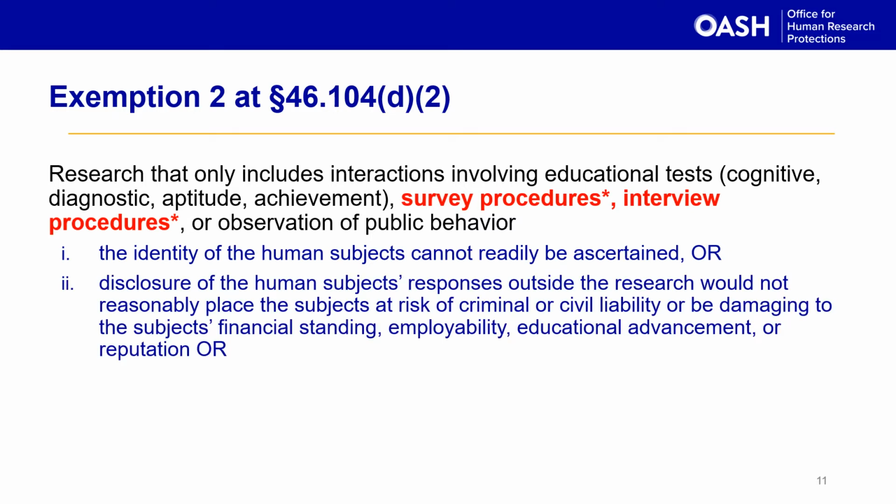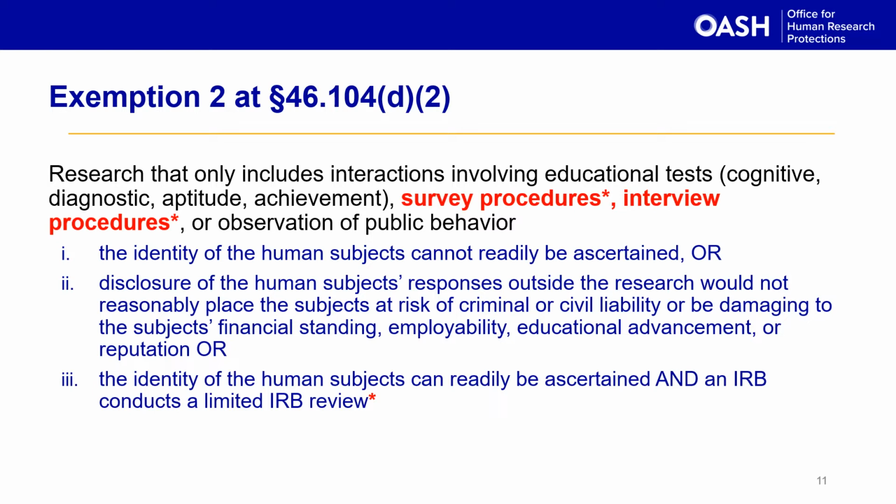The second provision allows a researcher to retain the identity of the subject in the data or information collected, so long as release of this information will not place the subject at risk of, for example, criminal or civil liability, or that might cause damage to the reputation or employability, things of this nature. In other words, the information recorded is not sensitive so as to cause harm to the participants in the event of a disclosure. The third provision allows for identifiable information to be recorded, even if there's sensitive information, if there's a limited IRB review, which I'll discuss on the next slide.